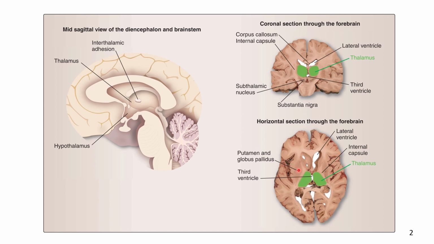And the lentiform nucleus is separated from the thalamus by the internal capsule. This is the internal capsule. And this is just a part of the caudate nucleus here.